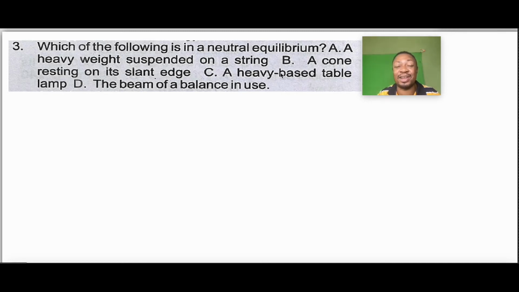Let's take a look at question 3 of the JAMB Physics 2020. It's going to be really engaging and exciting. The question goes thus: which of the following is a neutral equilibrium?